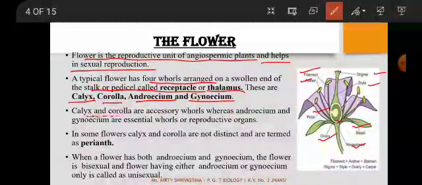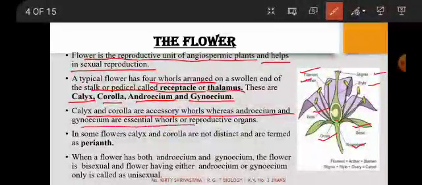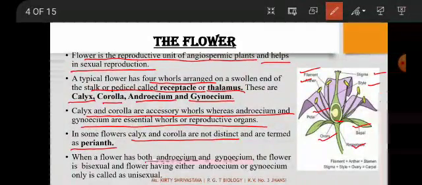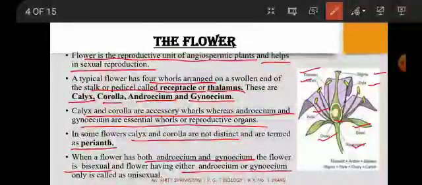Calyx and corolla are the accessory whorls, whereas Androecium and Gynoecium are the essential whorls or reproductive organs. In some flowers, the calyx and corolla are not distinct, and the structures are termed as the perianth. When a flower has both Androecium and Gynoecium, the flower is said to be bisexual or a hermaphrodite, and the flower having either Androecium or Gynoecium only is called a unisexual flower.